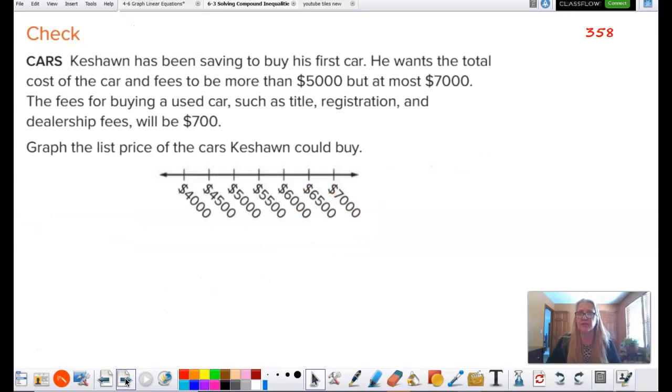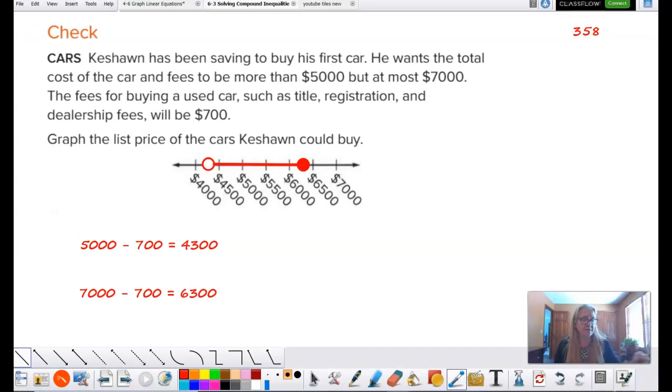Okay, so Keyshawn has been saving to buy his first car. He wants the total cost of the car and fees to be more than $5,000, but at most $7,000. The fees for buying a used car, such as title, registration, and dealership fees, will be $700. Graph the list price of the cars Keyshawn could buy. All right, I'm going to pause this so I can type this all out, and I'll be right back.